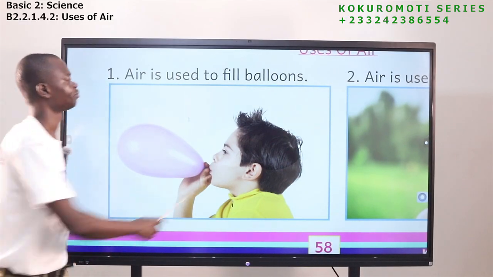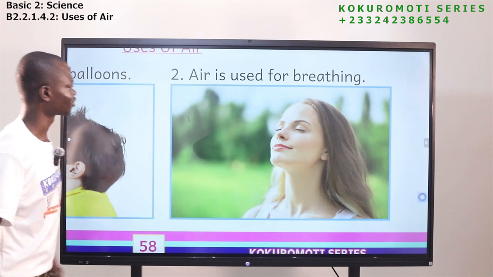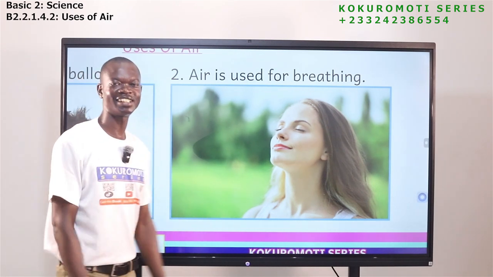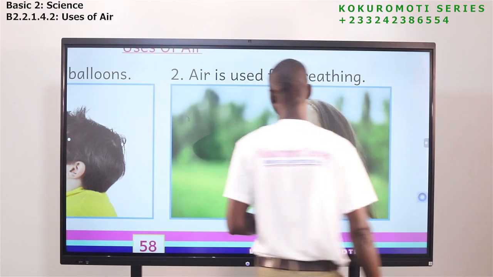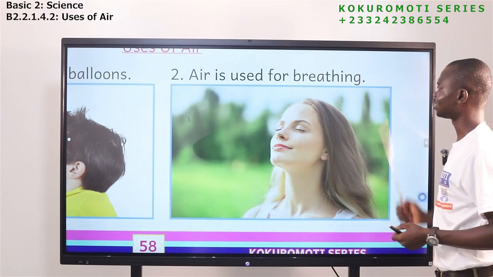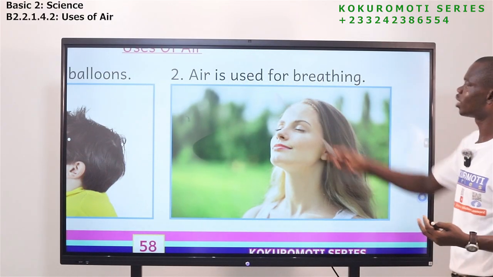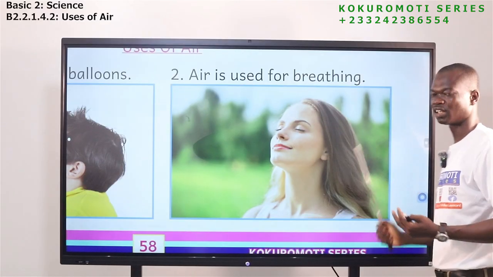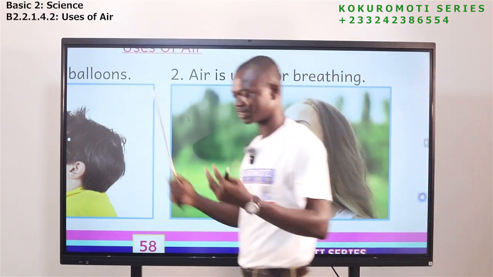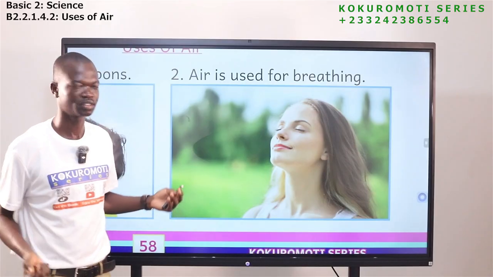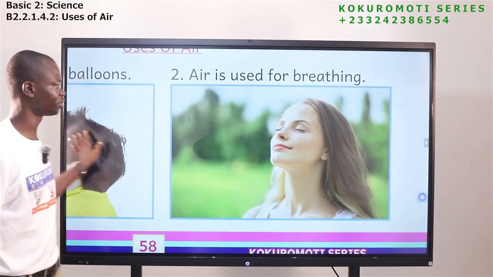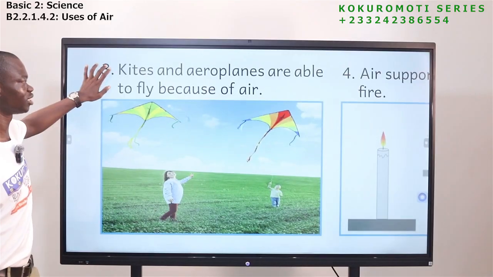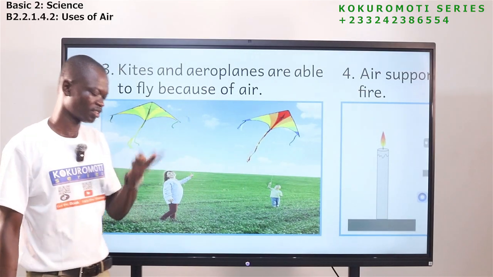Number 2, look at the lady here. Very beautiful lady. And tell me what she's doing. So she's breathing. So air is used for what? Breathing. Air is used for breathing. And that is what we do all the time. We all breathe. Okay, so air is used for breathing. Now let's go to the next one. How many have you seen today? We have seen 2.